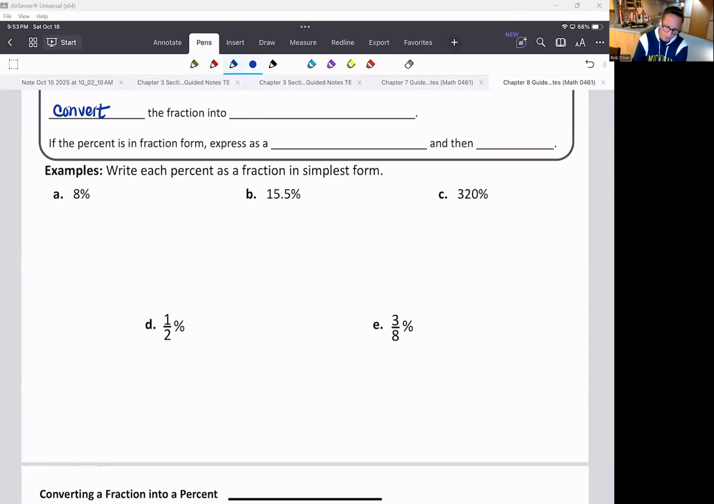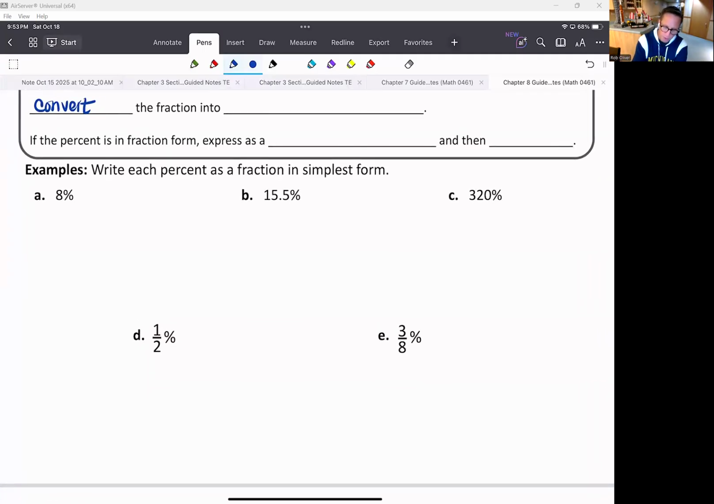Okay, so for the first one here, because we're just writing each percent as a fraction, we can just write 8 over 100 and then simplify it. So we can divide by 4, and dividing by 4 gives us 2 over 25, 2 25ths. All right.